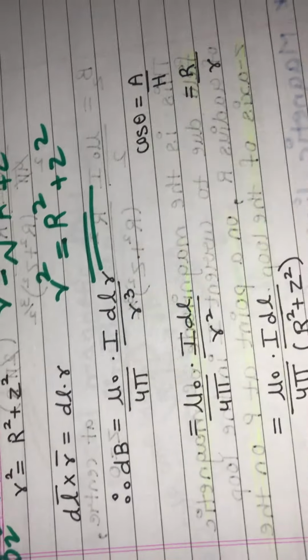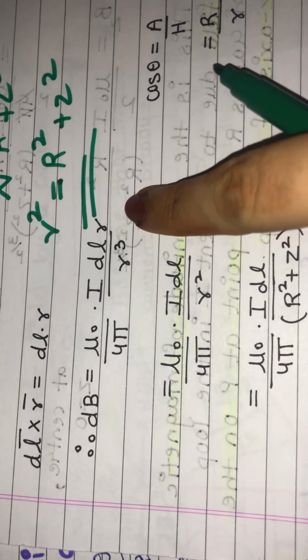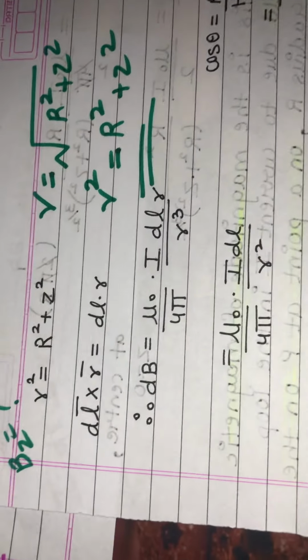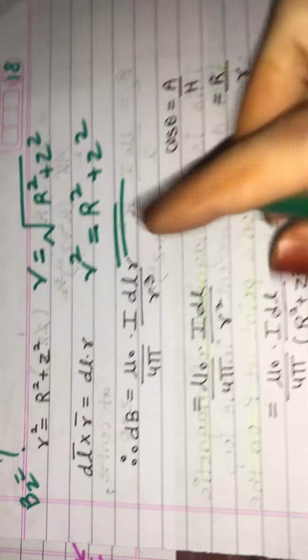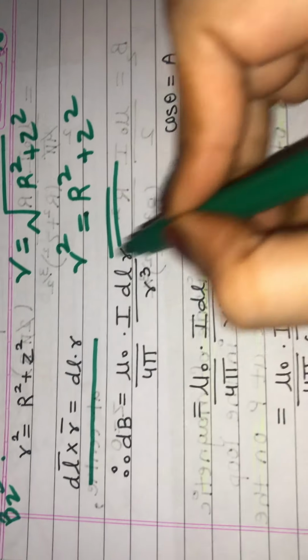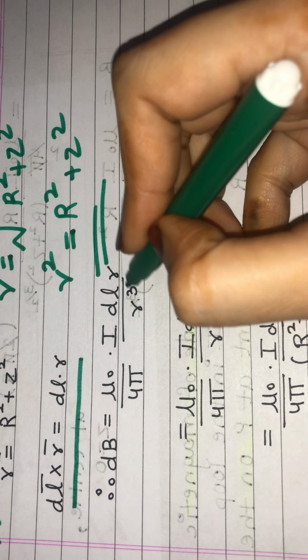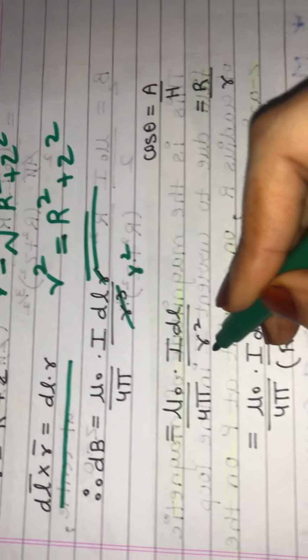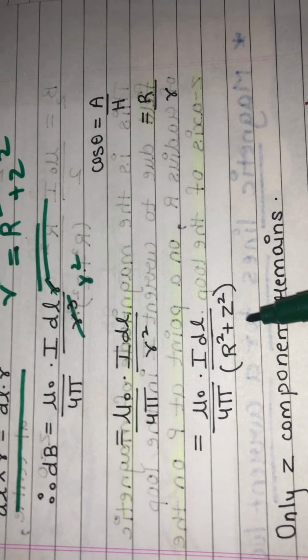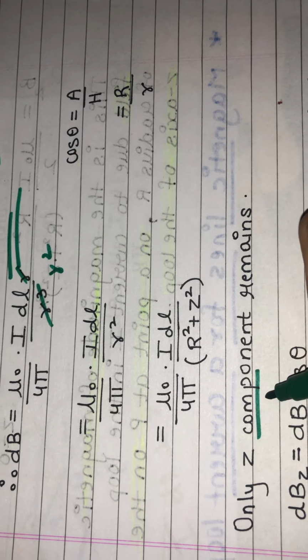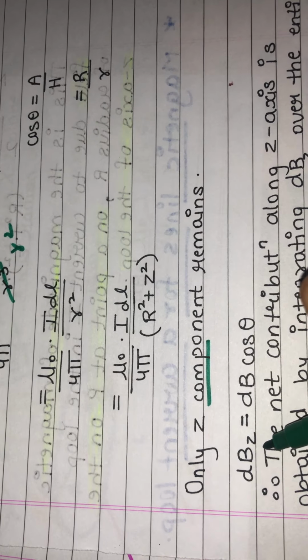Now dB, that is mu naught upon 4 pi, I dl r upon r cube in magnitude form. How did we come to know that? dl cross r is nothing but r dl. See, it is nothing but r dl. I have written that. Now from here and here r gets cancelled, so we have r square in the denominator. This is my dB. Now what is r? r is R square plus Z square. I have substituted. After substituting, only z component remains. So this dB will become dBz. Okay, this component becomes dBz.